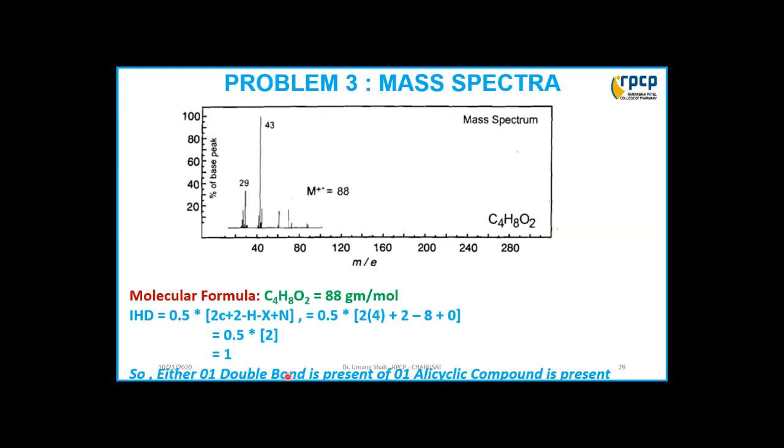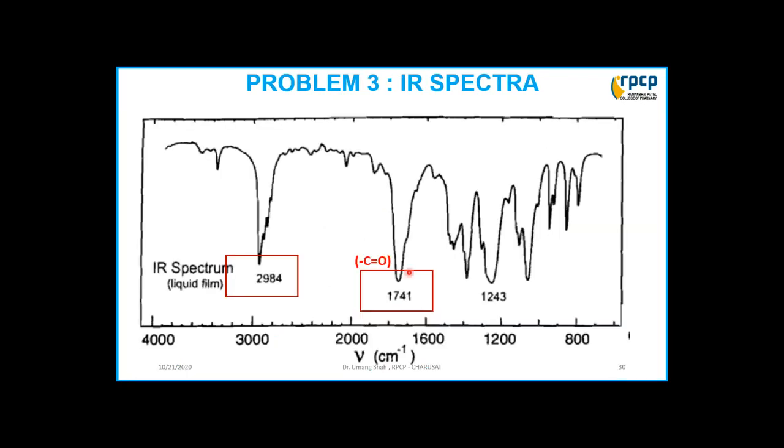From that we can conclude that one double bond is present, or one alicyclic ring might be present. Now in the IR spectrum, at 1741 there is a carbonyl C=O stretching peak, and at 2984 there is a C-H stretching. No other peak is observed in the IR spectrum.